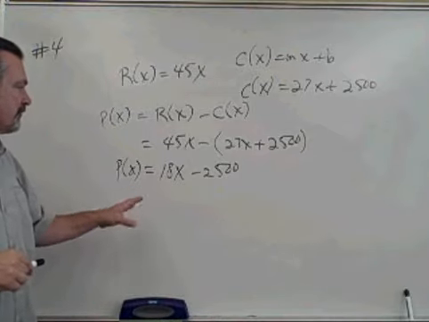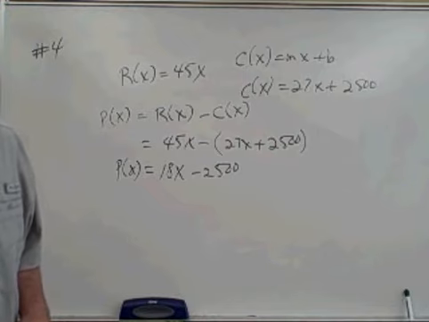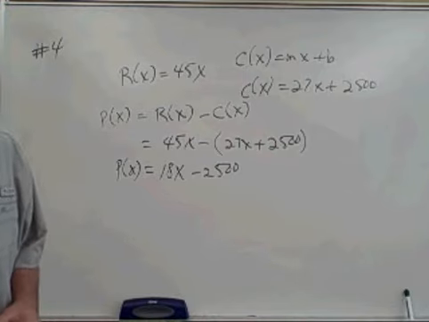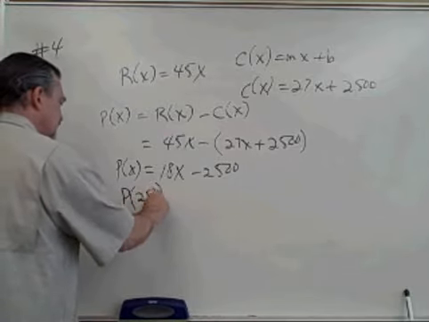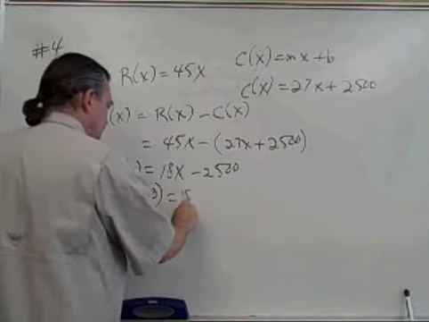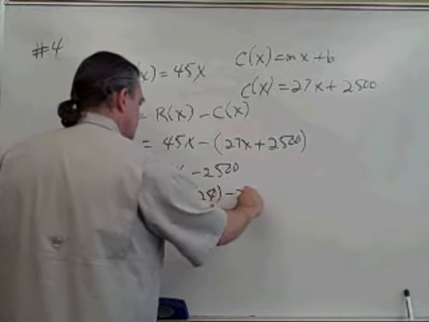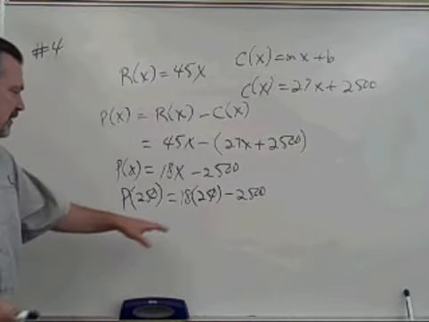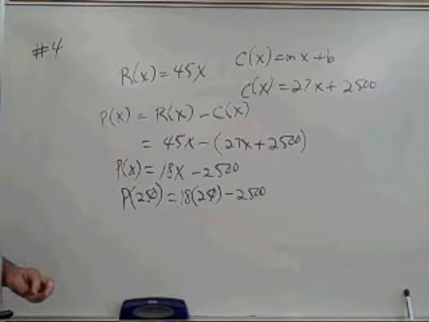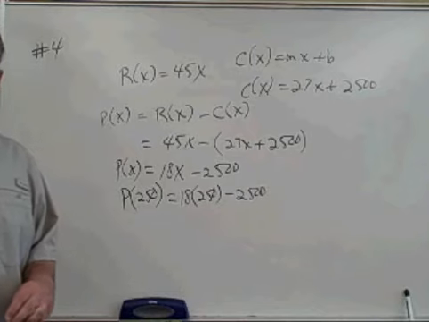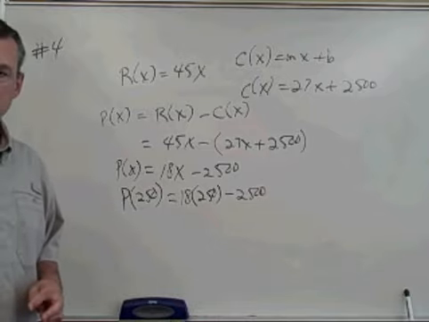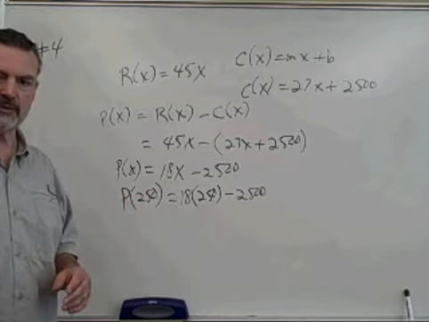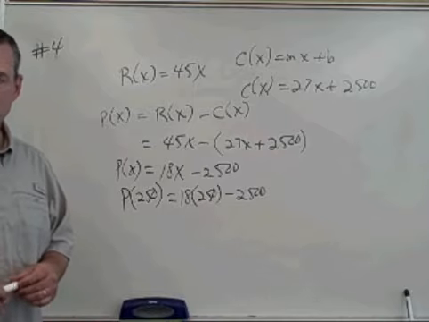And now we were to find in part E the profit in a day for which 250 pairs of binoculars are manufactured and sold. That would be found by simply taking the profit function and evaluating it for X equal to 250. So we would multiply 250 times 18, subtract 2,500 from that, and that's how we get our value that the profit function would be $2,000. So we'd make a profit of $2,000 if we sold 250 pairs of binoculars that particular day.